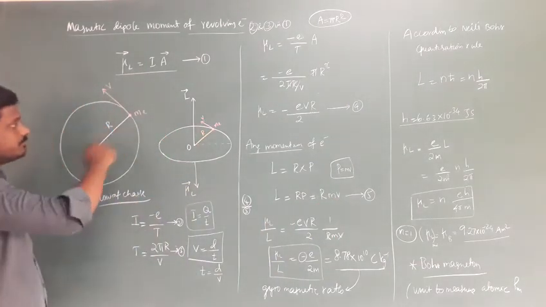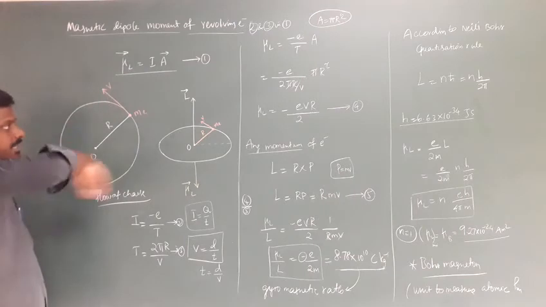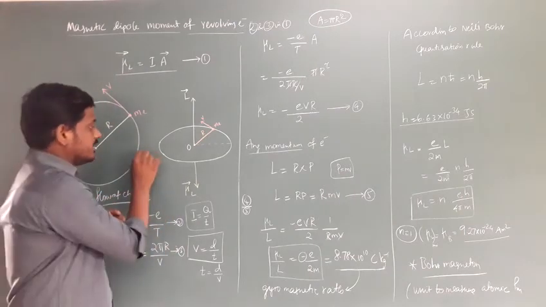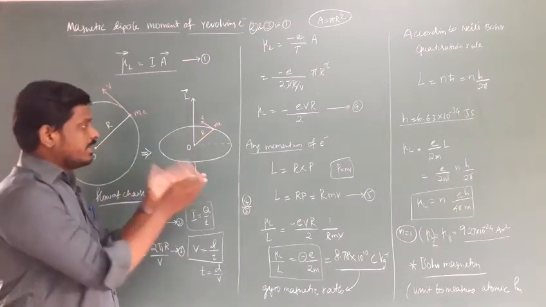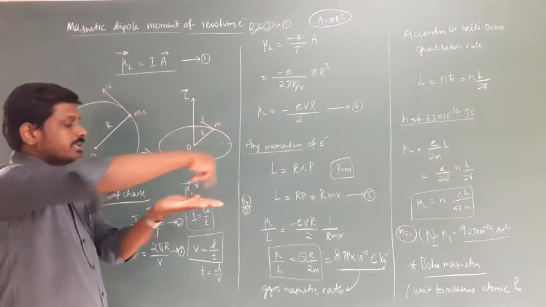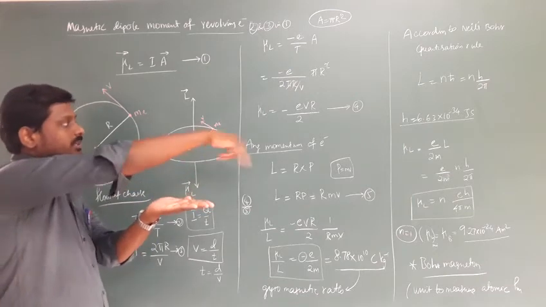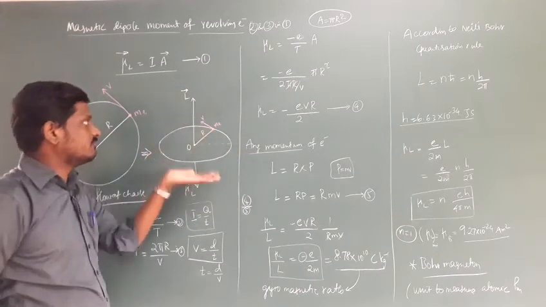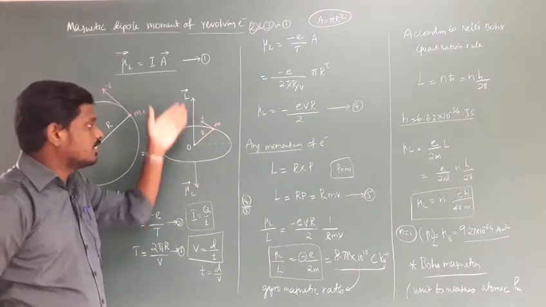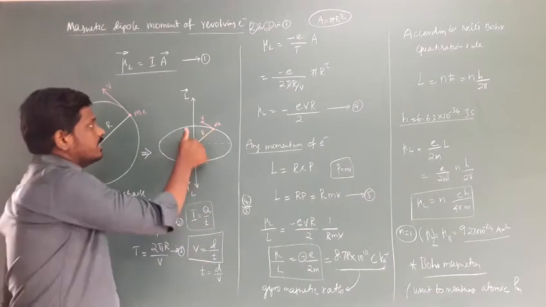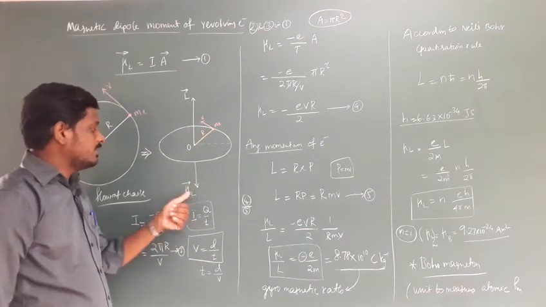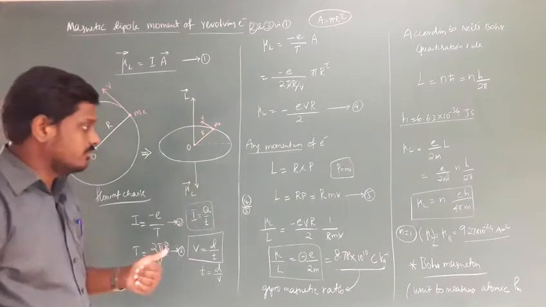Inside an atom, the electron moves in a circular orbit with radius r, in the plane, moving in this direction with velocity v. What is the direction of the dipole moment? The dipole moment and the angular momentum are opposite in direction. The direction of L is upward, and the magnetic dipole moment μ_L is downward. Why? You will see.